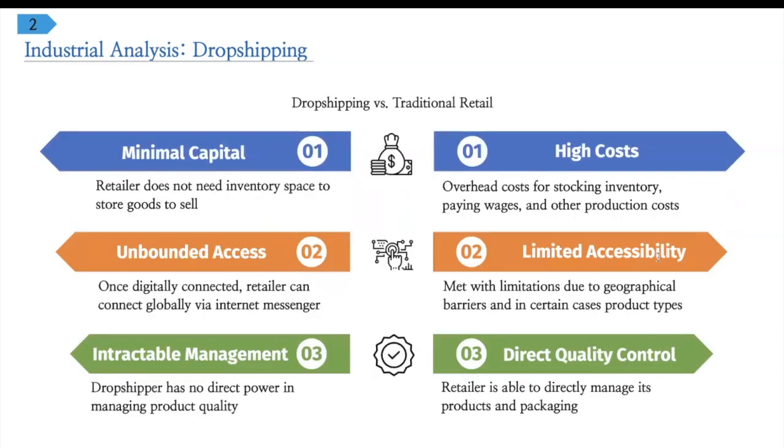Through this, we can already see that there are clear differences between traditional retail and dropshipping. The main differences are shown in difference in capital, accessibility, and management. First of all, dropshipping requires very little capital, as the retailer does not need inventory space to store goods to sell. This differs with traditional retail, where retailers have overhead costs for stocking inventory, paying wages, and other production costs.